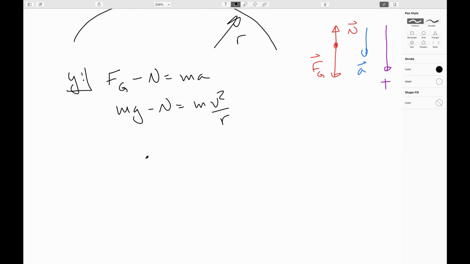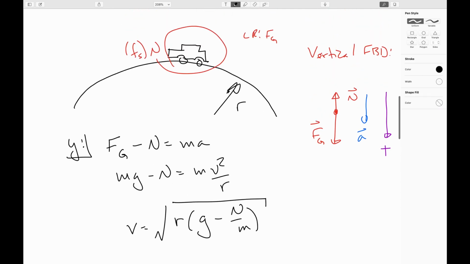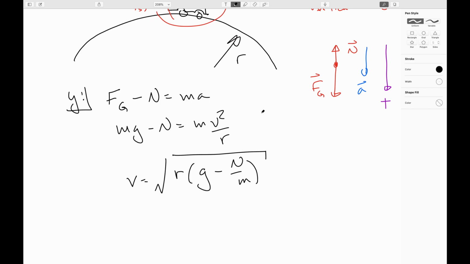So again, we can figure out our minimum speed, and it's just what we had before. We're going to get that v is equal to the square root of r times (g minus n over m). And again, it's the same deal. The magnitude of the normal force can't go negative, because that would mean it's pointing down. The normal force can never point down when you're driving your car over a hill. It can only ever point up. So again, at minimum, the normal force is 0.